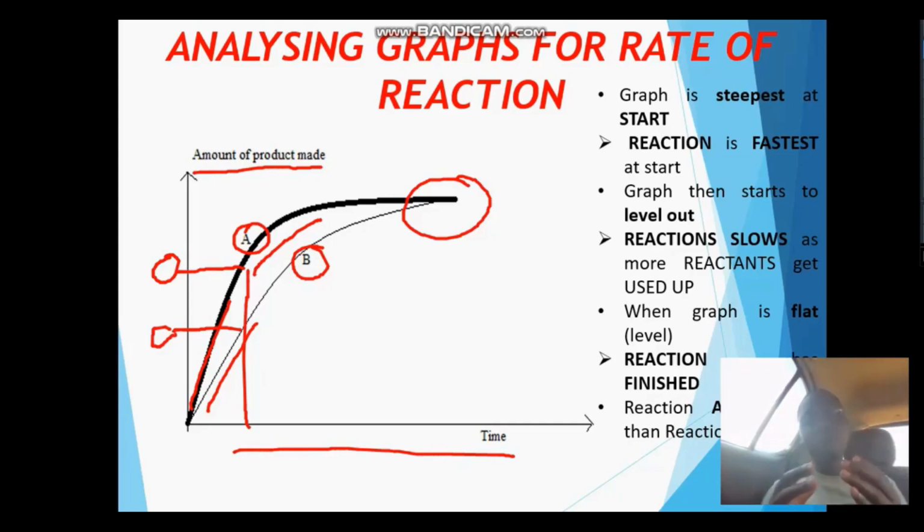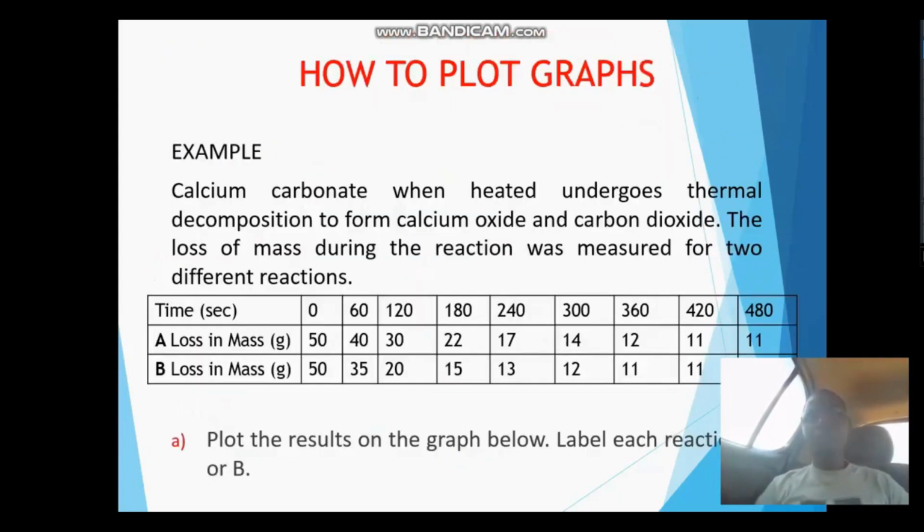So this is a graph to show the reaction when it is producing. And if you want to demonstrate the reaction for the reactants, the graph is the opposite of this one. So if this graph was for the reactants, the graph will be something like that. So let us see now how you can plot a graph with the example which we have been given.